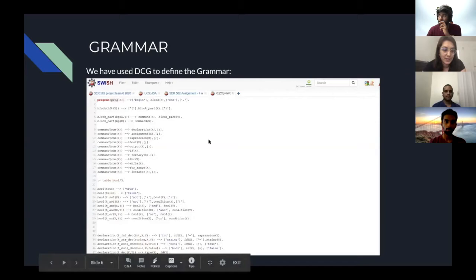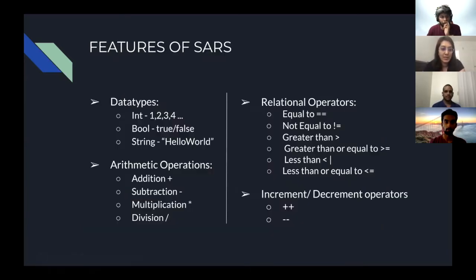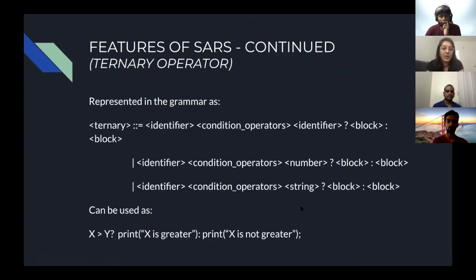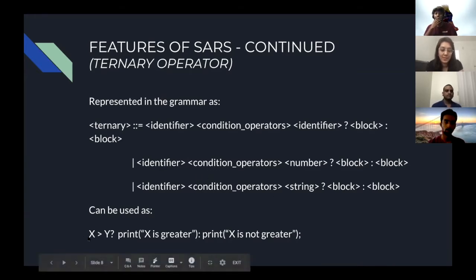This is our grammar. We're going to discuss this further after the PPT. The data types we are using are int, Boolean, and string. We have the 4 basic arithmetic operations and the relational operators like equal to, not equal to, greater than, and so on. We also support increment and decrement operators. We have the ternary operator feature as well, which is the same as in C++, where you evaluate a condition and if it's true, you print this part of the block. If it's not, you print this part of the block.